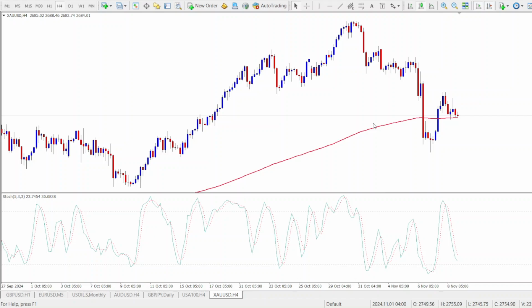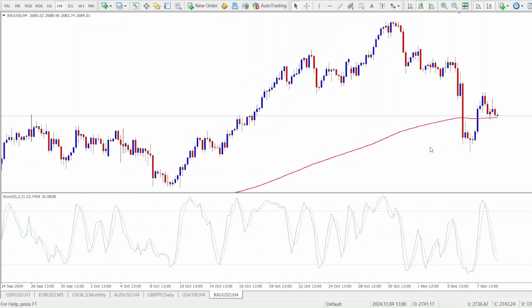Combining the 200 EMA with the stochastic oscillator, when used together, these indicators can help you time your entries more precisely while keeping you aligned with the market trend. The 200 EMA provides us with a trend direction, and the stochastic oscillator helps identify potential entry points within the trend. Okay, so here's a basic way to approach it.